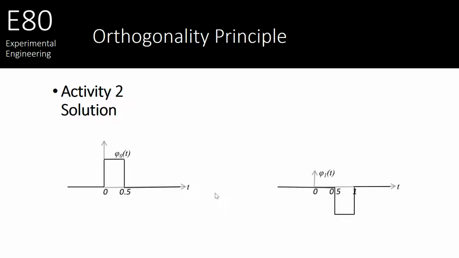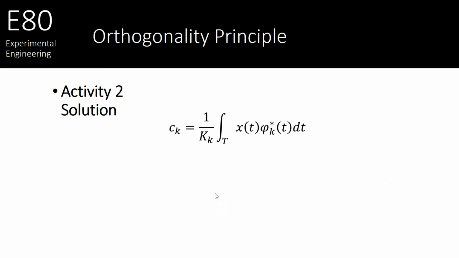I want you to pause the video again and see if you can write out what is the best way to calculate C0 and C1, given that we've got the orthogonality principle working for us. Take your time. Did you write them out yet? Okay, let's go to the next slide to see if you got the answer correct. There we go. We can write out that equation that we derived or talked about a few slides ago, and we want to use this equation to find C0 and C1.